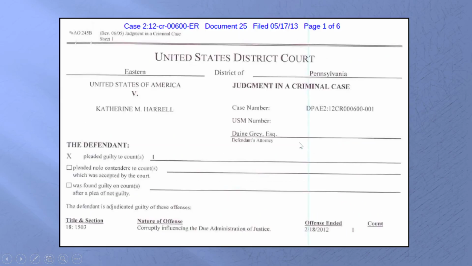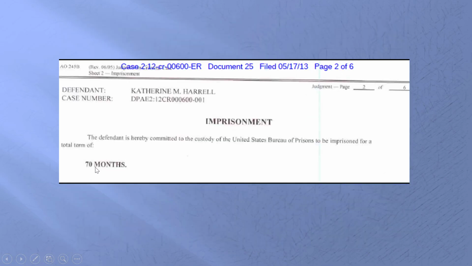A new judgment, corruptly influencing the due administration of justice, 70 months. And indeed, if we go to the federal sentencing tables, I think her sentence would have been 46 months for the original offense. And so 70 months is 46 months plus a whole lot of interest.